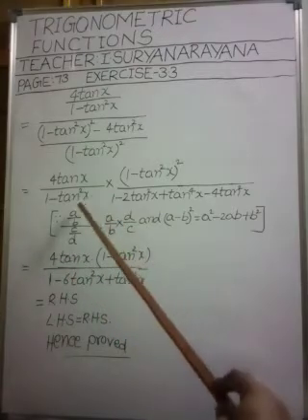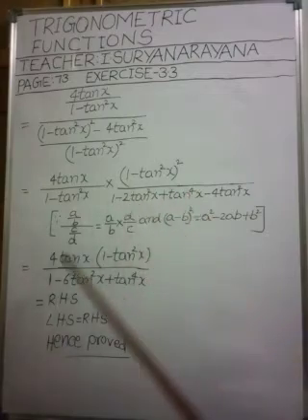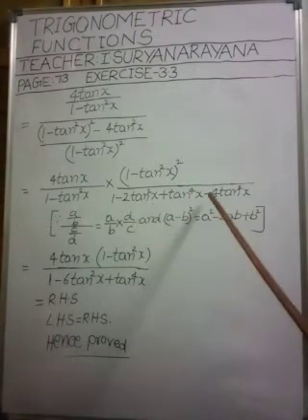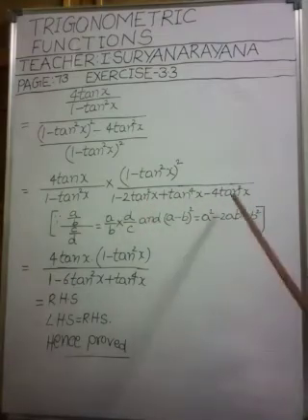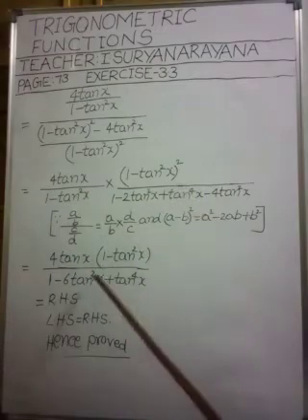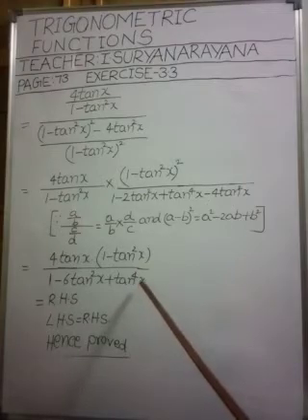Divided by, these cancelled, they were struck out. These terms will be left: 1 minus 2 tan square x minus 4 tan square x. Both are like terms, so we can simplify. What will you get? Minus 6 tan square x plus tan power 4x. Understood, my dear children? Right.